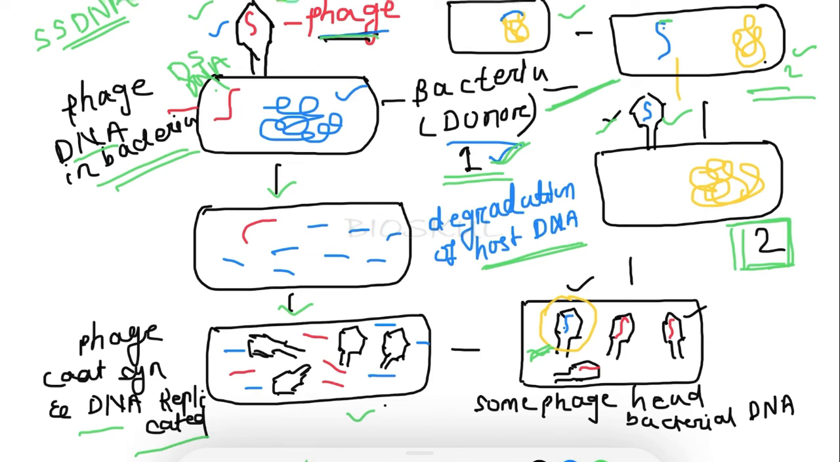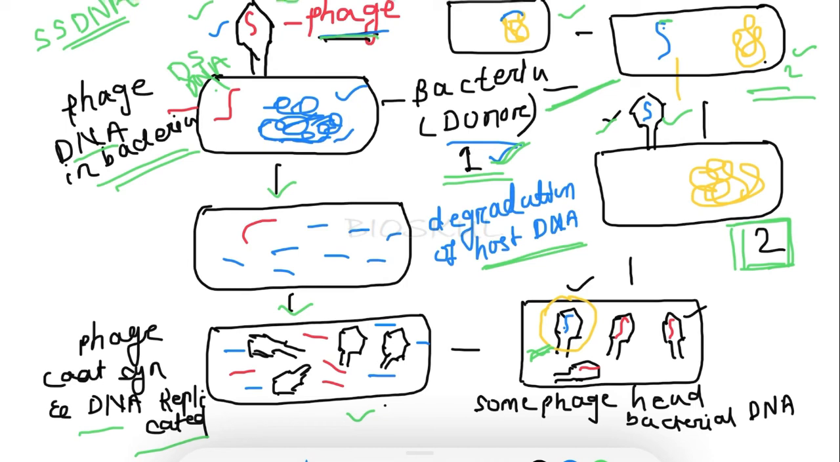So now the question is, why is it called generalized transduction? Because the donor DNA from any region of the chromosome has a chance to enter into another bacteria. Let's say this one is the donor bacteria. It may be this fragment, it may be this fragment, any fragment of donor DNA or the bacterial chromosome has a chance to enter into the other bacteria. That's why it is called generalized.